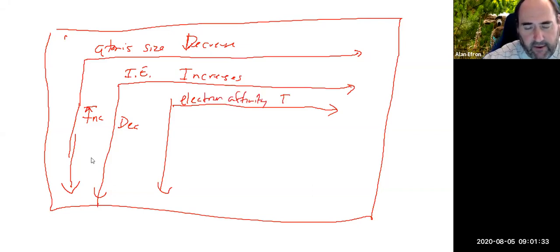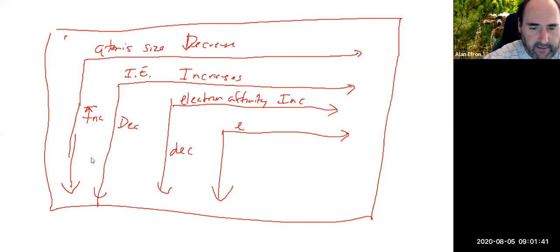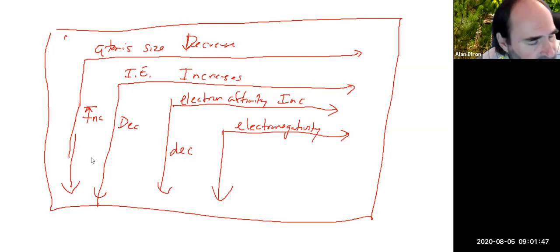Also increases as you go up and to the right and decreases as you go down. And we also threw in there electronegativity. Remember the difference between electron affinity and electronegativity. Electron affinity is the energy change that occurs when an atom gains an electron. So remember we talked about ionization energy, sort of the energy involving the loss of an electron. Electron affinity is the energy change when somebody gains an electron, becomes an anion. Electronegativity is the ability of an atom to bring electrons towards itself.